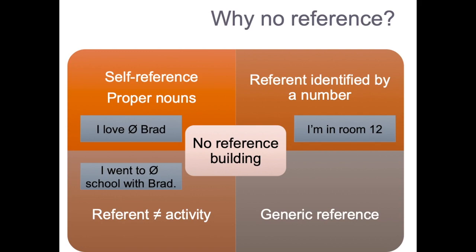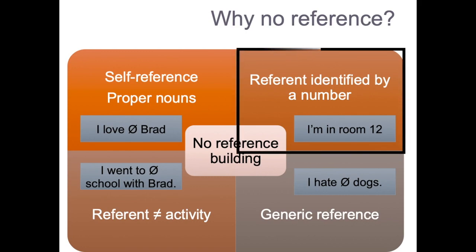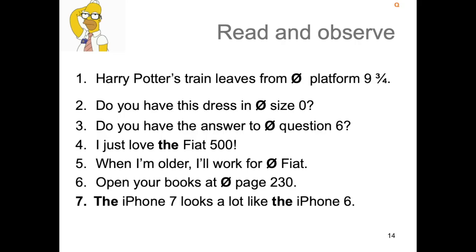Okay? Finally, you don't want to build a reference in the case of generic references. It's actually pretty close to the previous case. When I say I hate dogs, I don't want to identify a dog in particular. I'm talking about the whole species, so I'm not going to build a reference. So we'll see that in more detail, but let's focus first on references that are already identified. The same thing here. Read and observe.